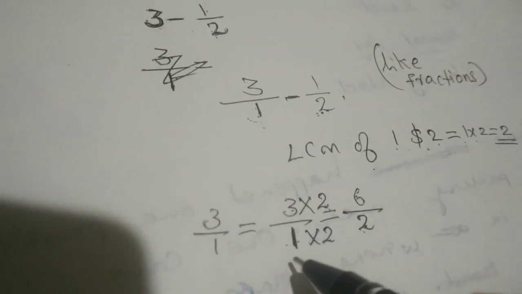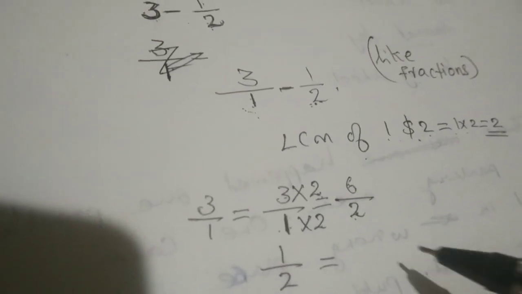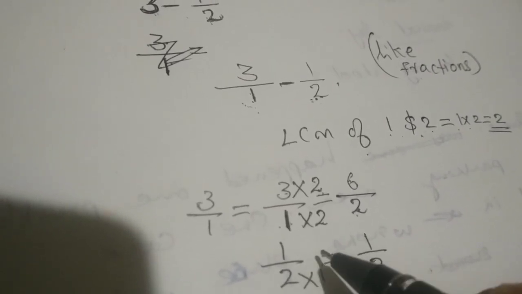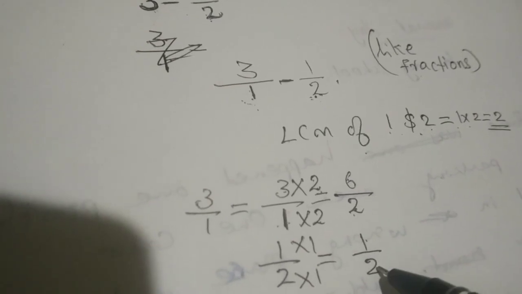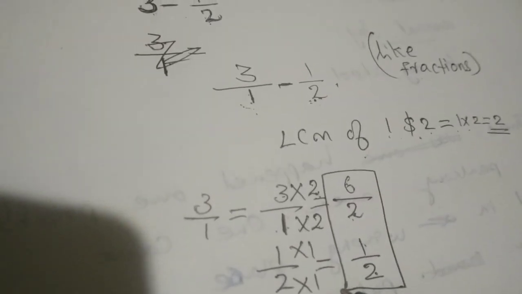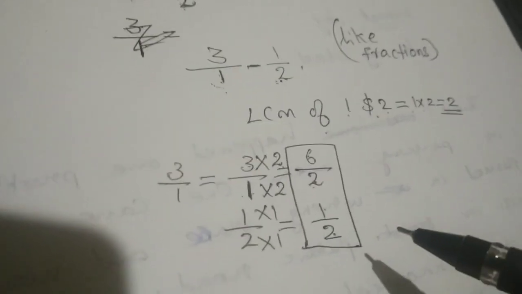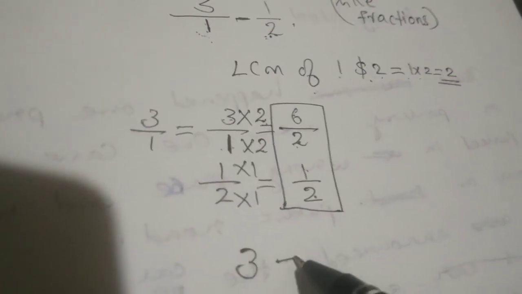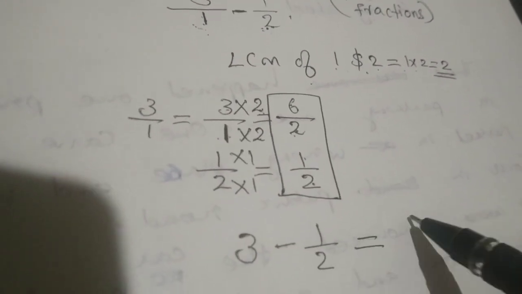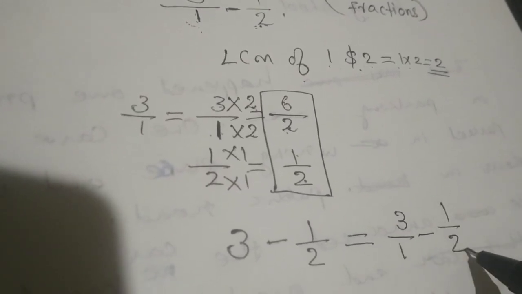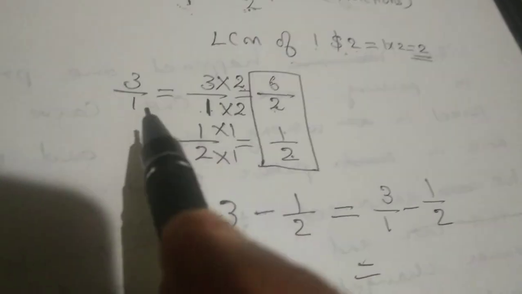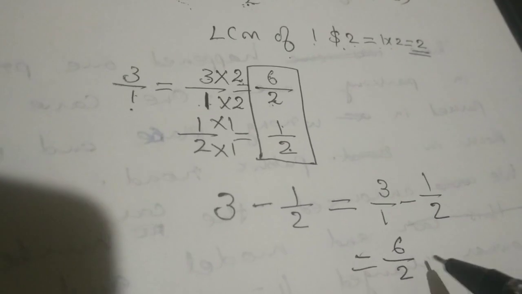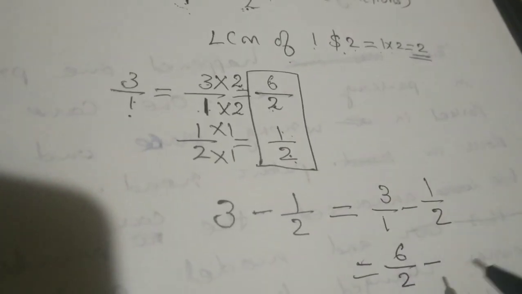1 upon 2, here we don't want to change it. 1 upon 2 is equal to 1 upon 2 itself, because 2 times 1 is 2, and 1 times 1 is 1 itself. So now we got these two fractions. We can write 3 minus 1 by 2 is equal to 3 upon 1 minus 1 upon 2. So now 3 upon 1 is equal to 6 upon 2, and 1 upon 2 is 1 upon 2 itself.